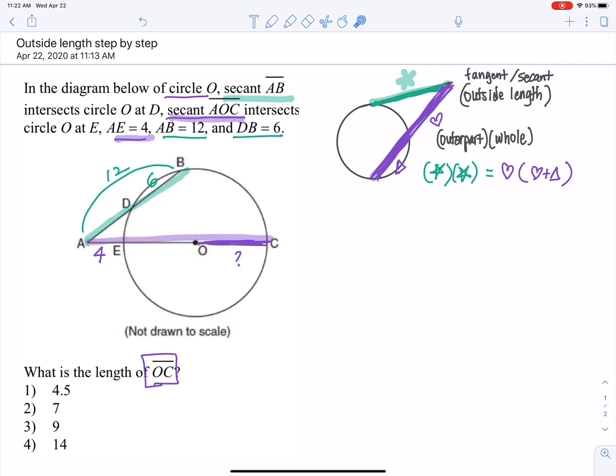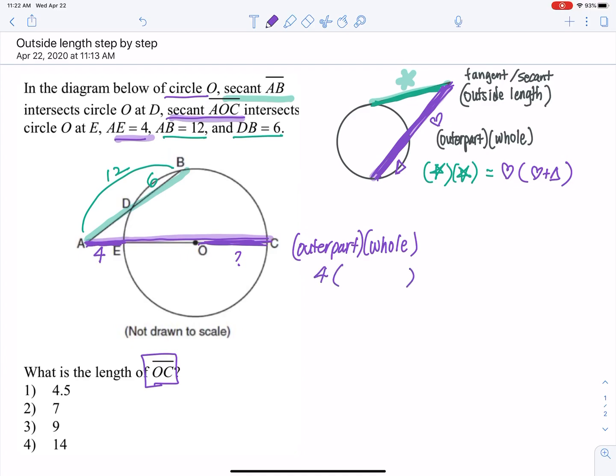Alright, so we're going to apply the same thing here in this problem. So we want outer part times whole, keeping in mind you are looking at one segment at a time. So let's look at the purple secant here. The outer part, the part that's outside the circle, that's 4, times the whole.